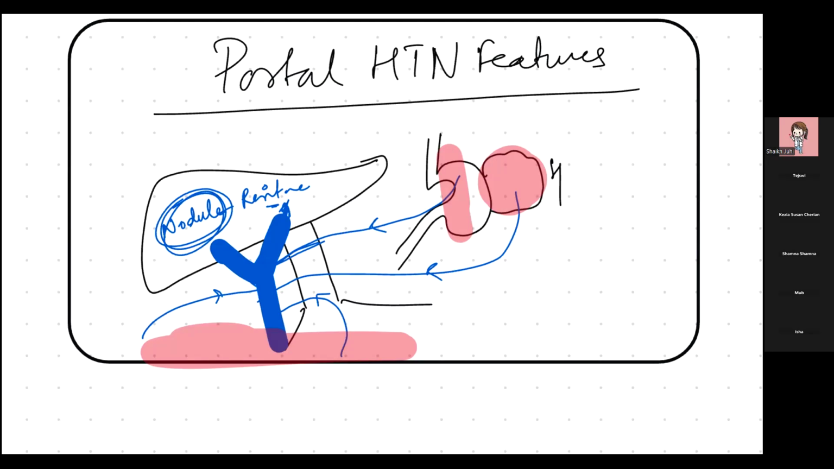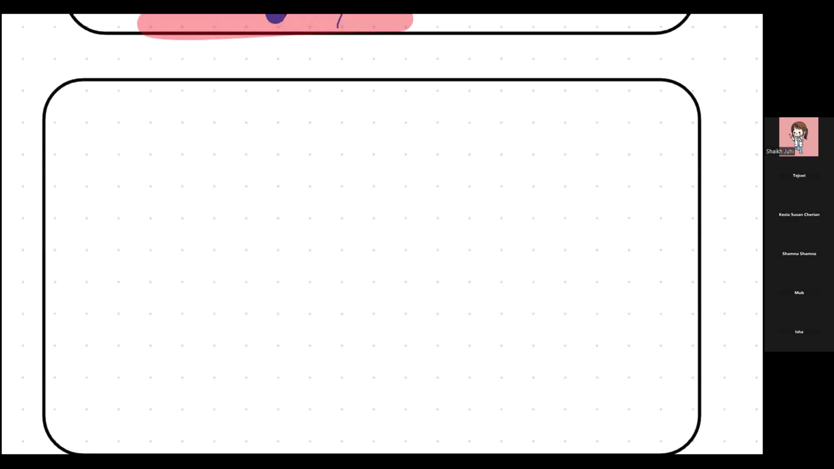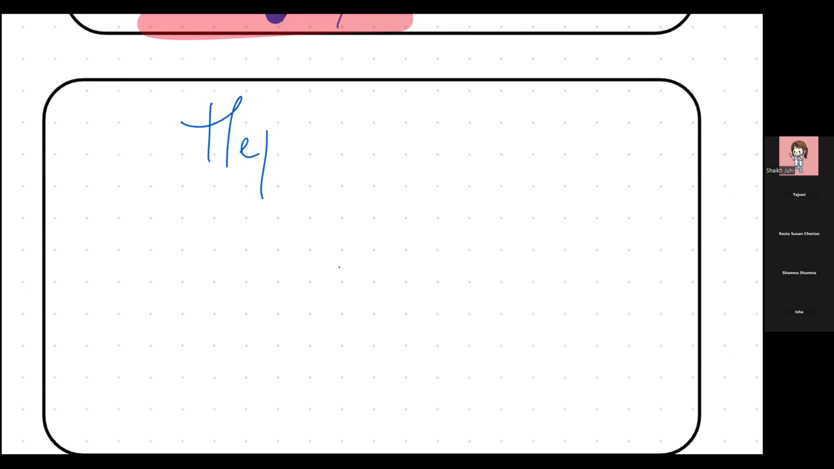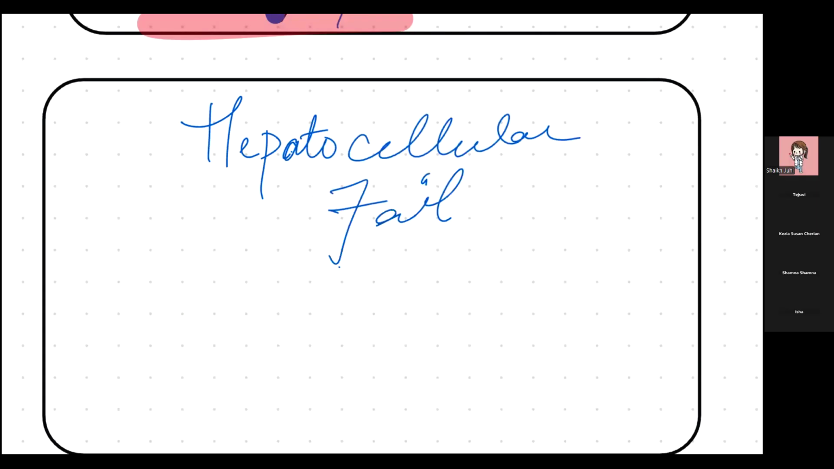Now let's move on forward, and let's see another clinical feature. Another clinical feature can be hepatocellular failure. Now I guess this is very easy, isn't it? Hepatocellular failure. Now what is that? When the hepatocyte is not able to do its normal function, that's it. So what all can be possible?